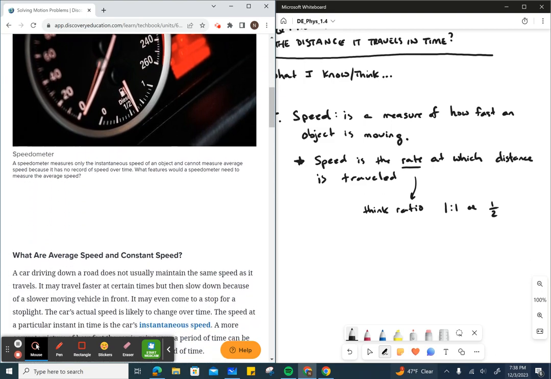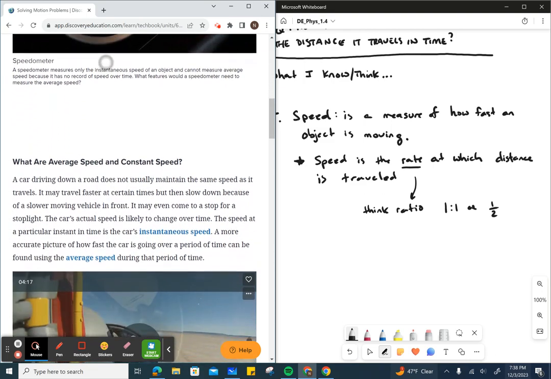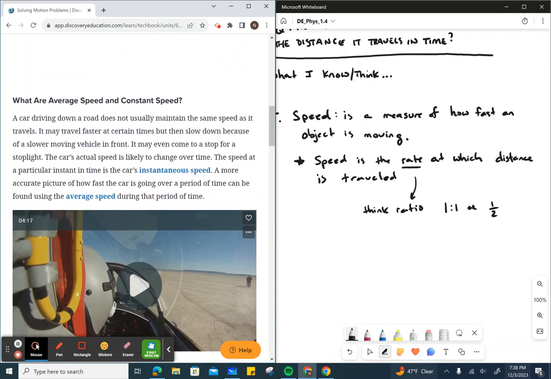Okay, so what are average speed and constant speed? I may drive from home to work at a constant speed of 70 miles an hour. Maybe I drive half of the distance at 50 miles an hour, and the other half of it at 80 miles an hour, and the average works out to 70. So average and constant speed are different things.